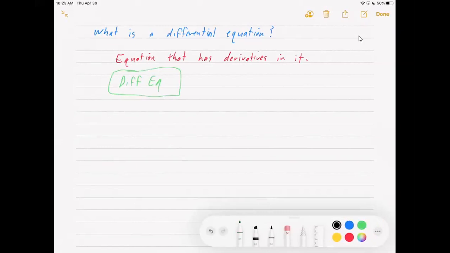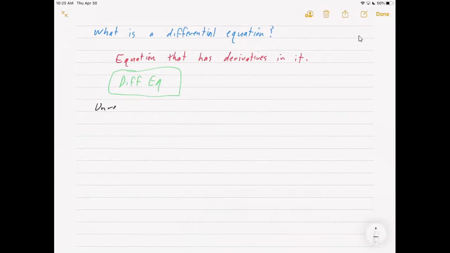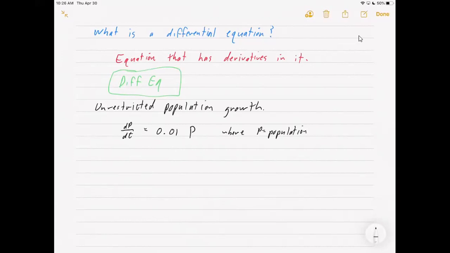Let's look at a few examples of differential equations, in fact, the ones that are useful. Let's look at unrestricted population growth. This might be governed by an equation like dp dt is equal to 0.01 p, all right, where p equals the population, and let's say t equals the time, let's just say in years.